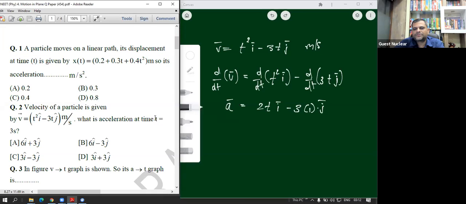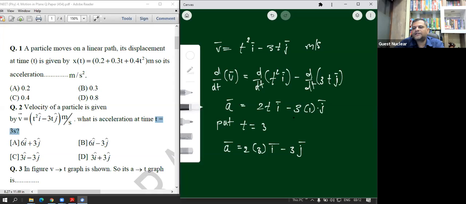तो 3 seconds पे हमको एक्सेलरेशन निकालना है, तो उसके लिए हम यहाँ पे क्या करेंगे, put t equal to 3 here in this equation, so that we get this a bar is actually equal to 2 times of 3 into i bar minus 3 into 1, which is going to be simply 3 only, into j bar.